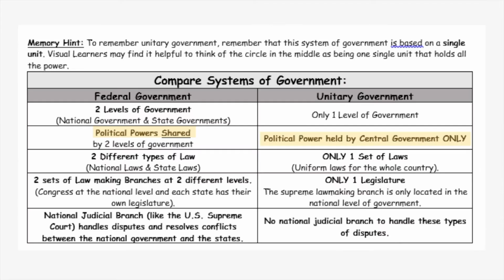Okay, oops, sorry, let me go back. So if you want to pause and highlight, political power is shared in a federal system, but political power is held by the central government only. For unitary, you can highlight those facts. I tell you now that they're super helpful when you're doing your activity quiz later.